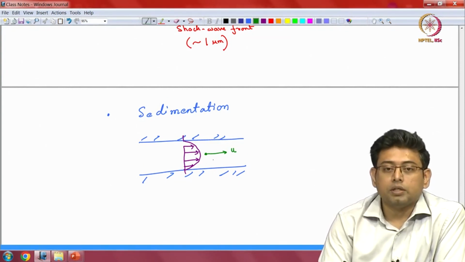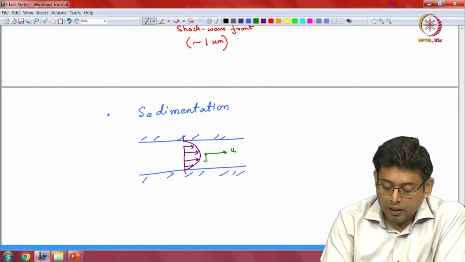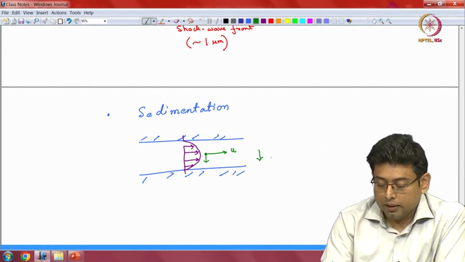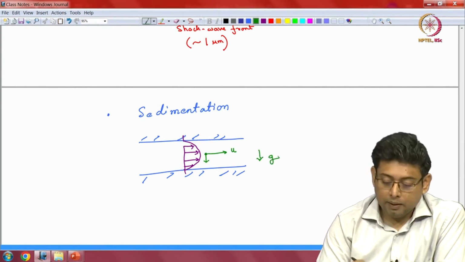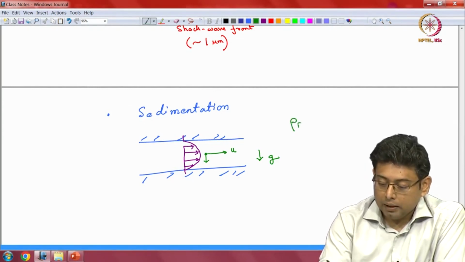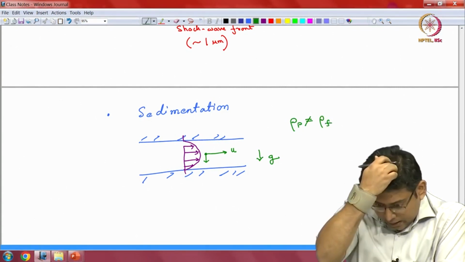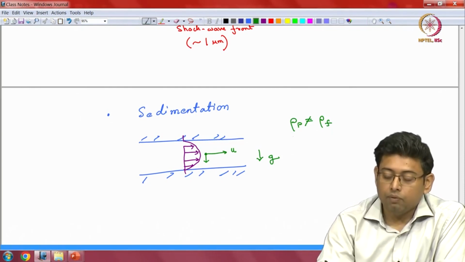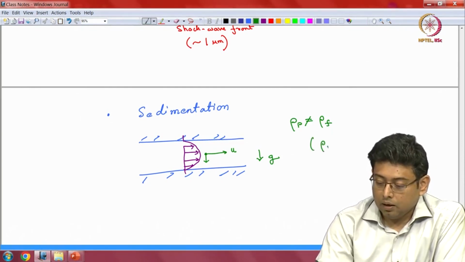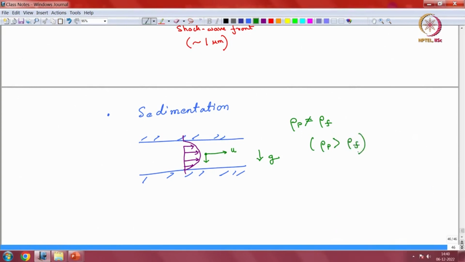This is maybe your velocity like this, and the particle also experiences gravity, which is downward, let us say. The particle density, rho particle, is not the same as rho fluid. So, you will have a certain sedimentation, and if the particle density is greater than the fluid density, then it experiences a gravitational body force that tries to pull it downwards. So, it will acquire another velocity which we often call the terminal velocity. This ut here is the terminal velocity.